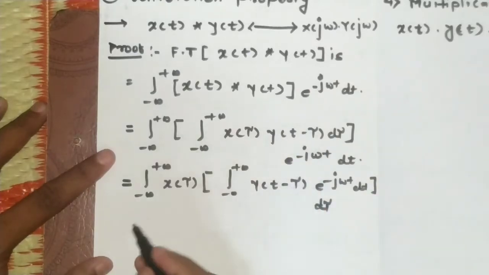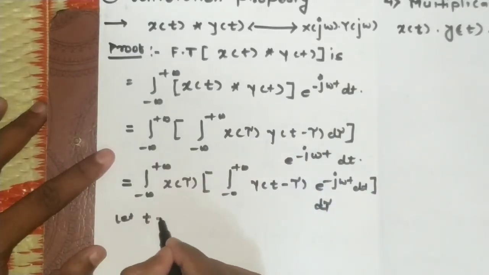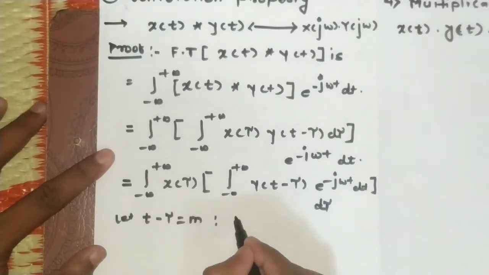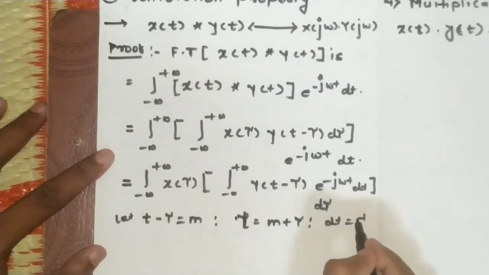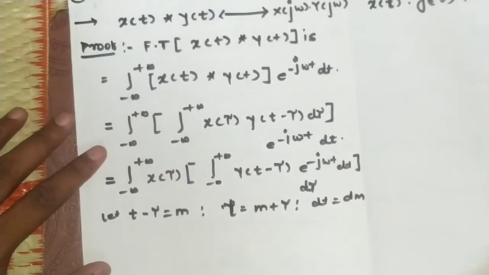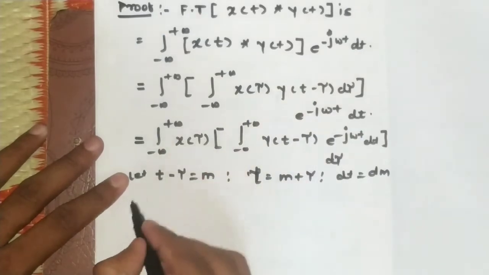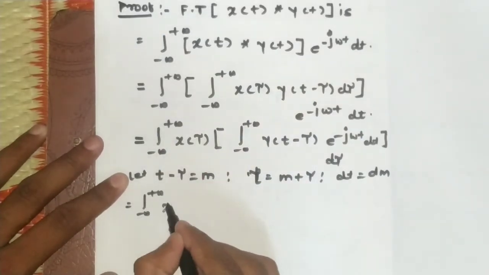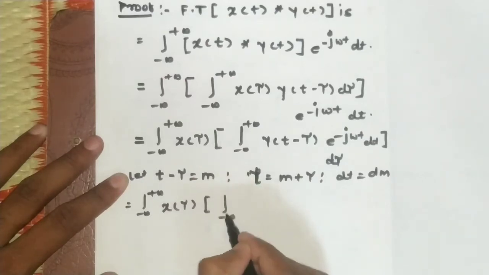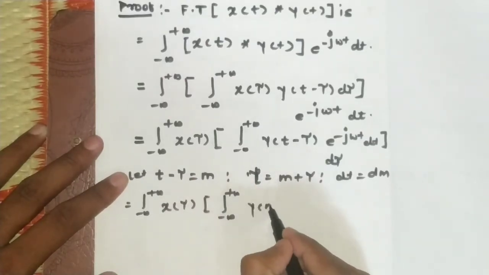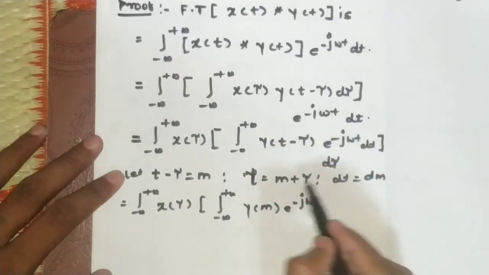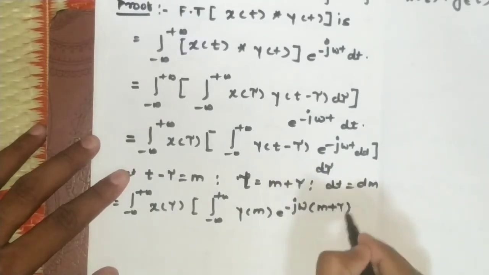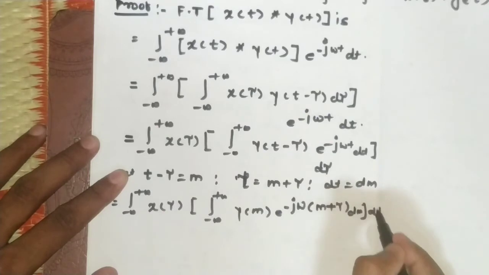Now let us put this value: let t minus tau equal m, so t becomes equal to m plus tau, and dt equals dm. Now we'll put all these values in the entire equation. This is the integration of x(tau), and again an integration with respect to m. Now this will be y(m) times e raised to minus j omega, and instead of t, I can put the value m plus tau, dm, d tau.